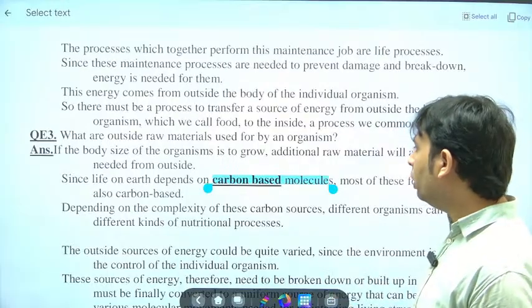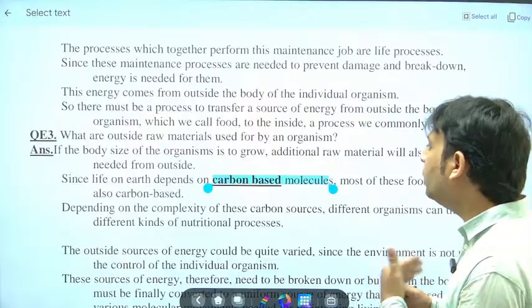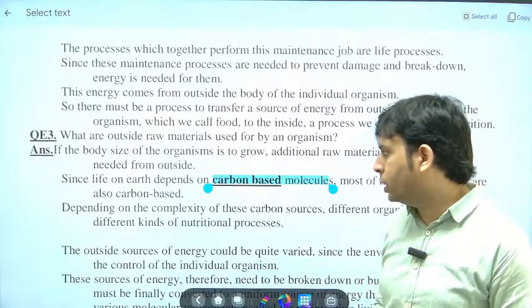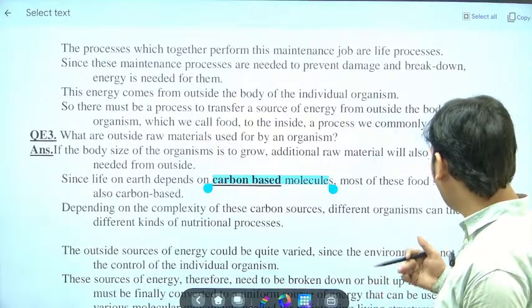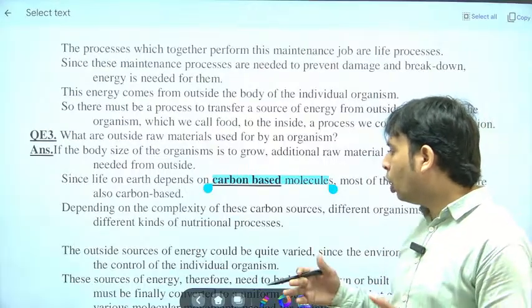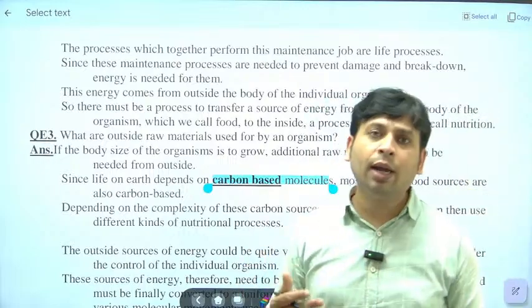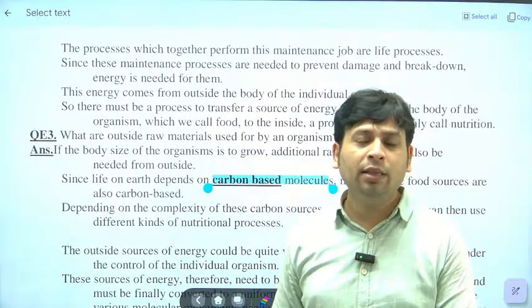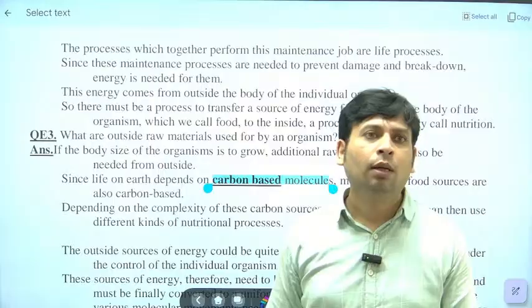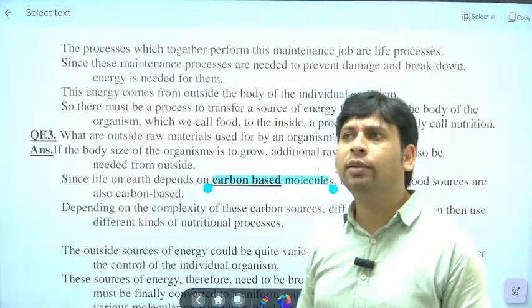So depending on the complexity of these carbon sources, different organisms use different kinds of nutritional processes. The outside source of energy could be quite varied since the environment is not under the control of the individual organism. In what habitat an organism is living decides its nutrition intake. There are different types of factors.